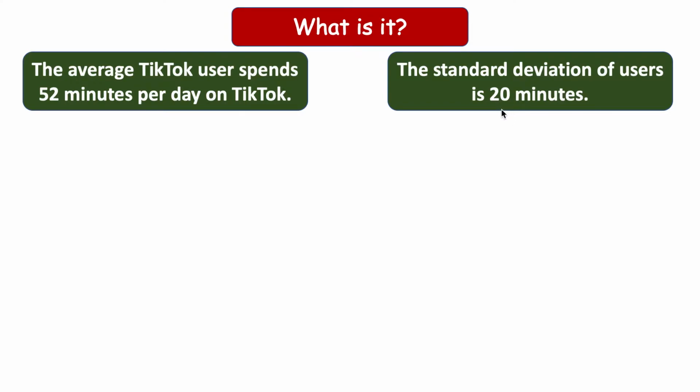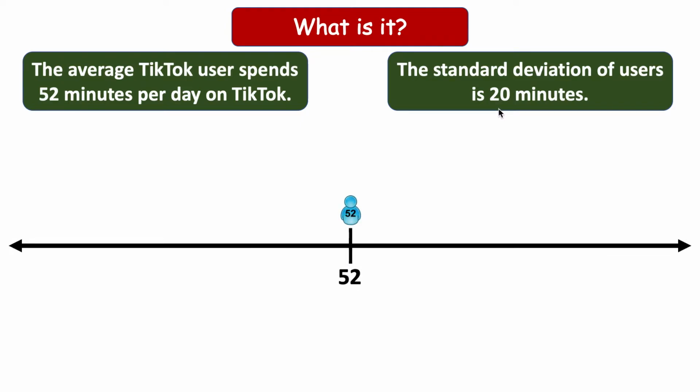So I made this number up. I'm not sure if it's 20 or not, but let's say that somebody went out there and figured out, hey, the standard deviation is 20 minutes. Here's what this actually means. Okay, we're going to figure out how to find it later. But for now, let's just see what it actually means. So if the average person, according to this information, spends 52 minutes per day on TikTok, so here's your average person. The standard deviation is 20 minutes.